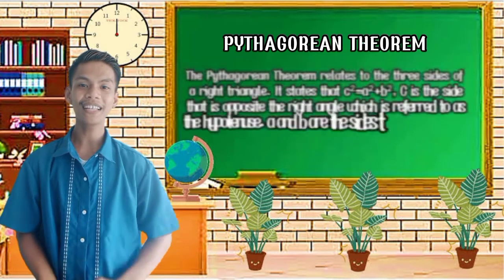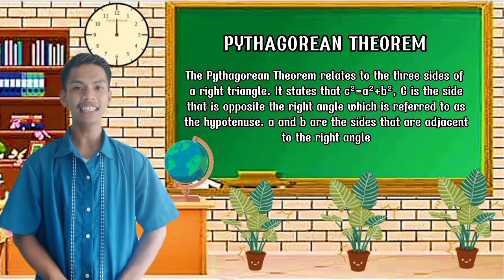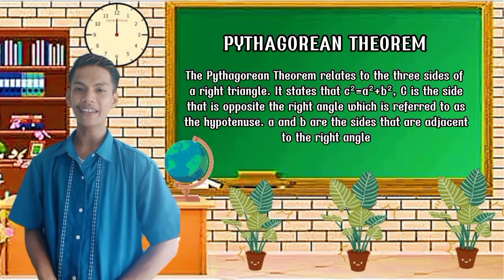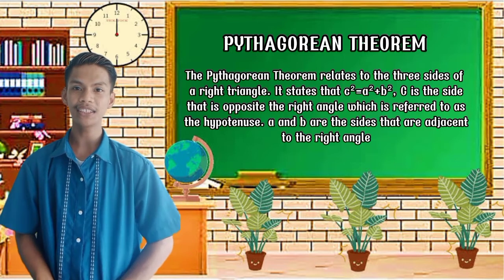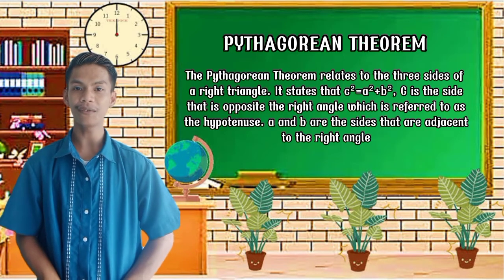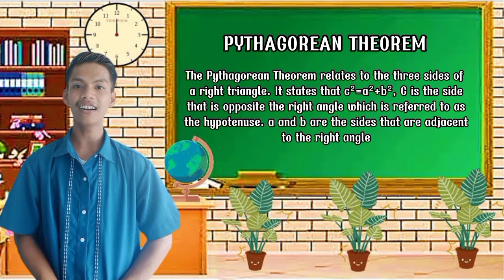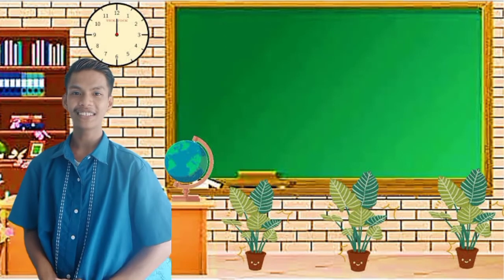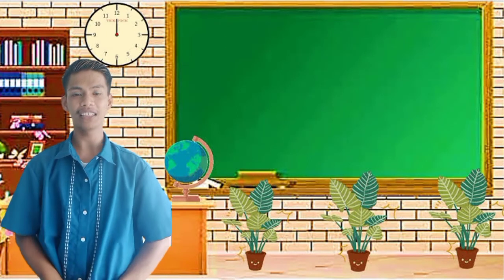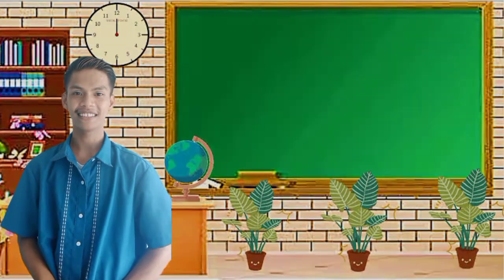Excellent. The Pythagorean theorem relates to the three sides of a right triangle. It states that c squared is equal to a squared plus b squared. C is the side opposite the right angle, which is referred to as the hypotenuse. A and B are the sides adjacent to the right angle. I hope you really understand what the Pythagorean theorem is. I guess you are now ready for our next lesson.